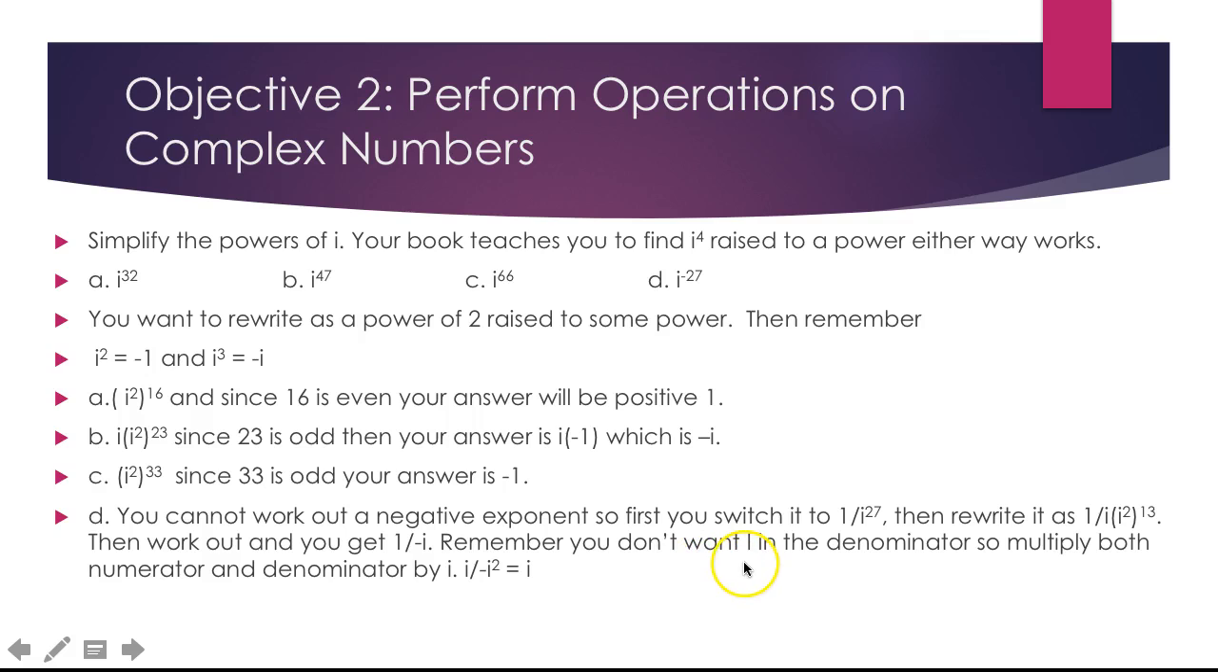Remember, you don't want i in the denominator, so multiply both the numerator and denominator by i. i squared divided by, i divided by negative i squared. i squared equals negative 1, and it's already negative, so that makes it a positive 1, and i divided by 1 equals 1.